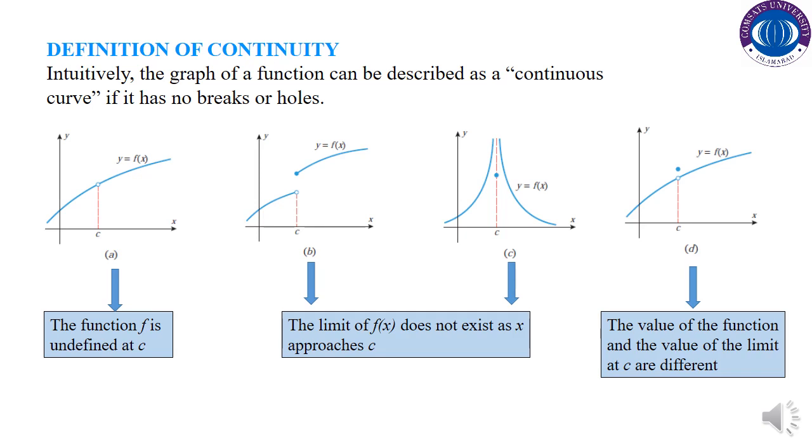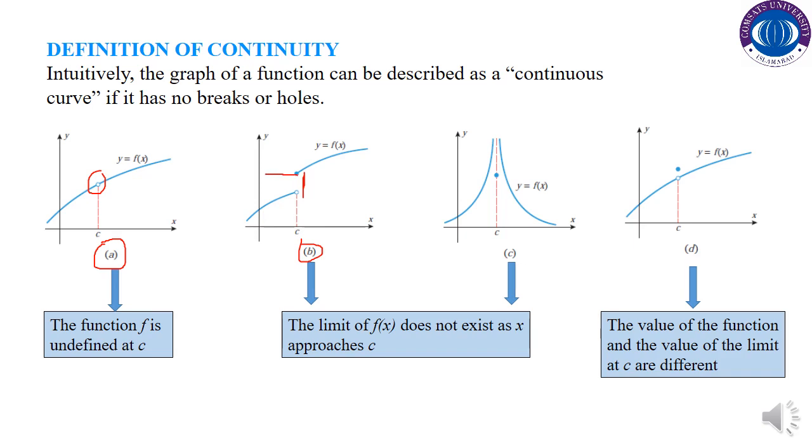ठीक है, तो आप अगर इस वाले ए ग्राफ में देखें, यहाँ पे we have a hole at point C. ठीक है, the function is not defined at point C. There is a hole, there is no value at point C. In the graph B, we have a break. ठीक है, now the function is defined at C.